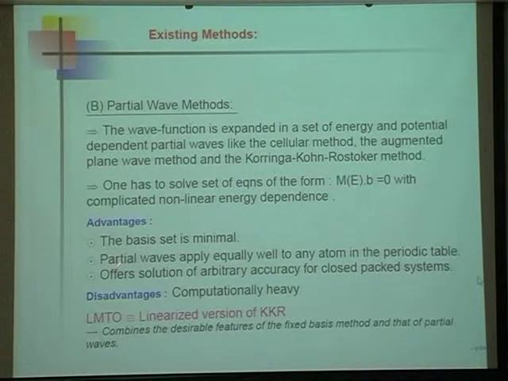There are several advantages, of course. Being flexible, the basis is minimal. The partial waves apply equally well to any atom in the periodic table. Actually, coming from a plane wave basis, you have to do a lot of jugglery so that it works well for transition metal oxides. And it offers a solution of arbitrary accuracy for close-packed systems. Disadvantages: computationally very heavy, primarily because of their nonlinear energy dependence.